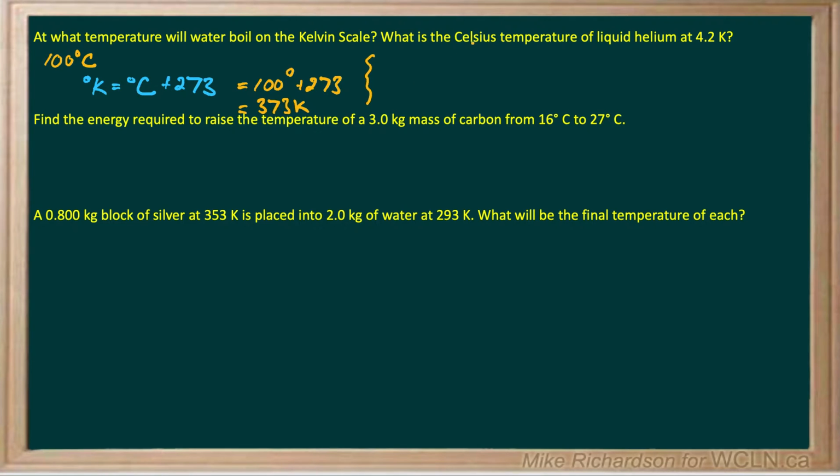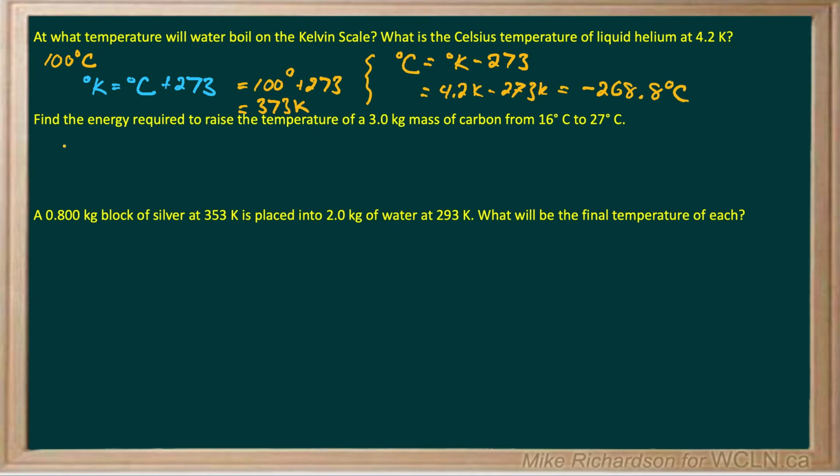Second question, what is the Celsius temperature of liquid helium if it's at 4.2 Kelvin? So if I'm trying to solve for C in this equation, I've got to subtract 273 from both sides. So my Celsius temperature is degrees Kelvin minus 273. So 4.2 Kelvin minus 273 Kelvin is equal to negative 268.8 degrees Celsius.